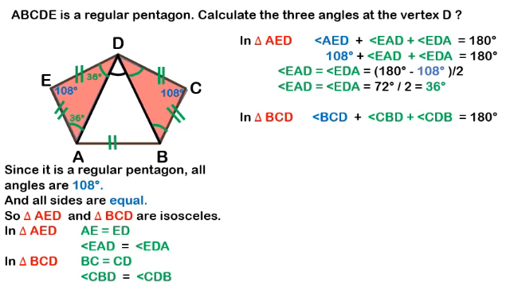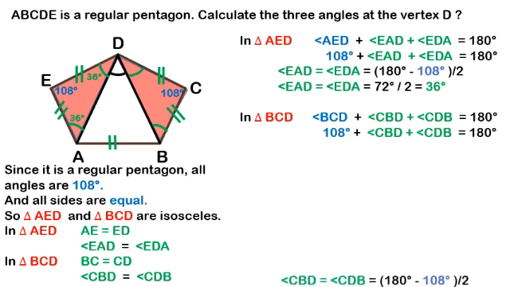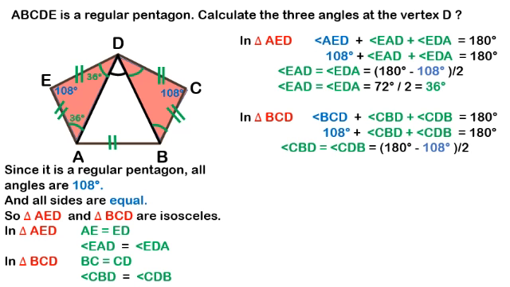Similarly, in triangle BCD, angle BCD plus angle CBD plus angle CDB equals 180 degrees. Here angle BCD is also 108 degrees. So we get 108 degrees plus angle CBD plus angle CDB equals 180 degrees. Here also angle CBD equals angle CDB. So we can write angle CBD equals angle CDB equals (180 degrees minus 108 degrees) by 2, that is 72 by 2, that also is 36 degrees. Now we got two angles at the vertex D.